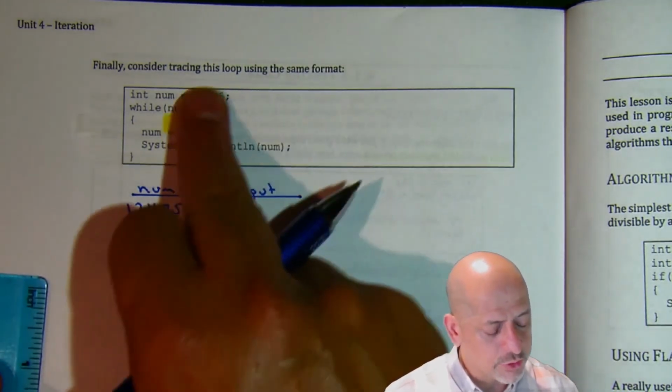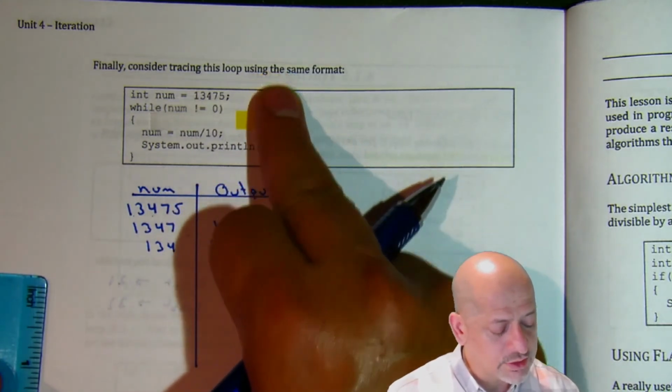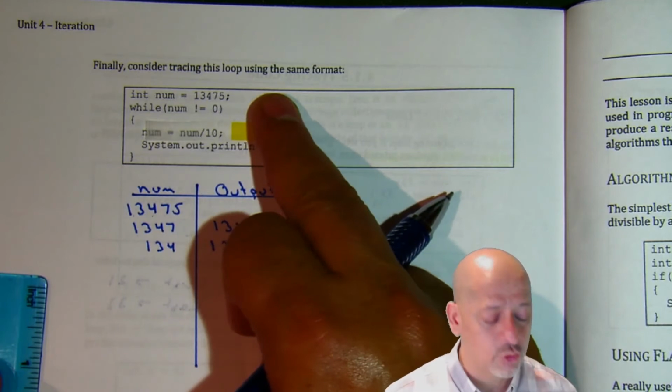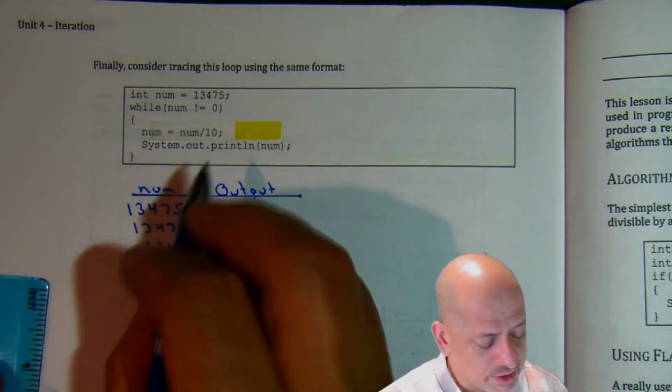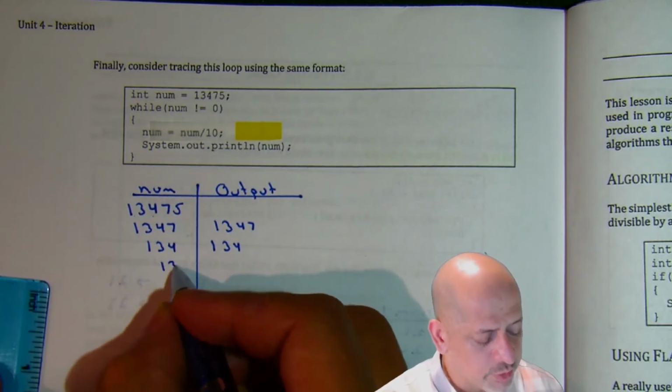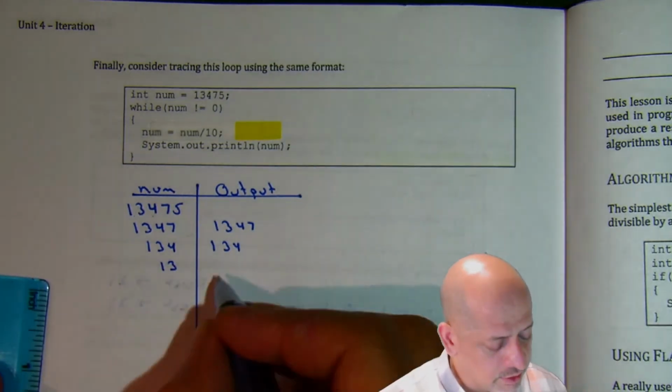Now we go through another iteration. Is it not equal to 0? Yes, it's not equal to 0. So that's a true statement. We can go inside the loop. And now we're going to divide by 10. So it'll be 13.4, but because that's an integer, it's going to be 13. And now it gets printed.